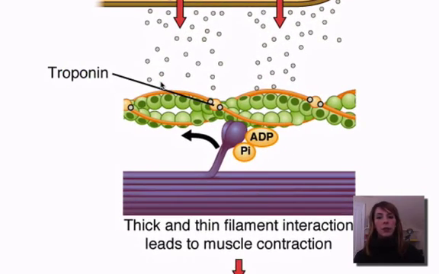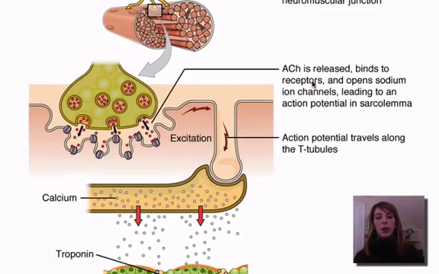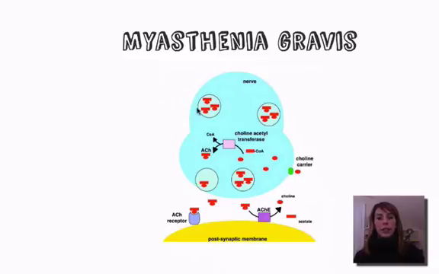Okay, so lastly, let's take a look at myasthenia gravis. And this disorder, again, has to do with impairment of muscle contraction. And the impairment is due to impaired communication between the nerve cell and the muscle cell. So we said before that normally the nerve cell sends out acetylcholine, and the acetylcholine binds with receptors that are present on the muscle cell.